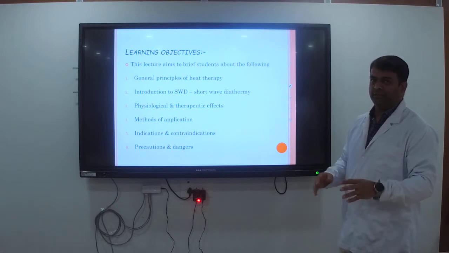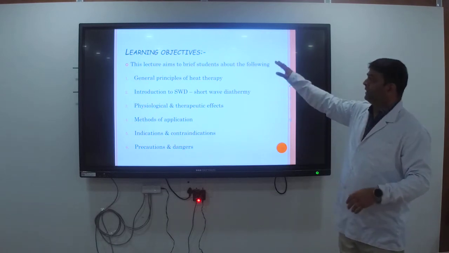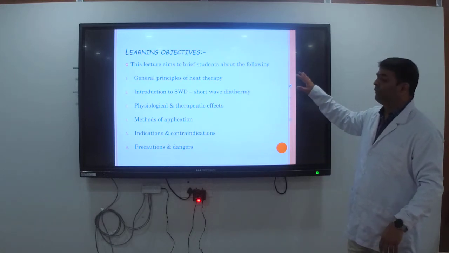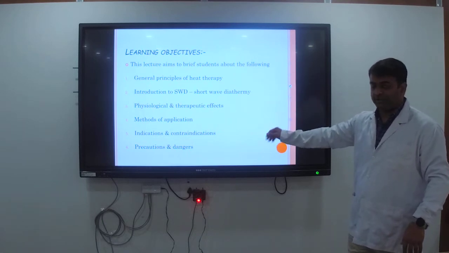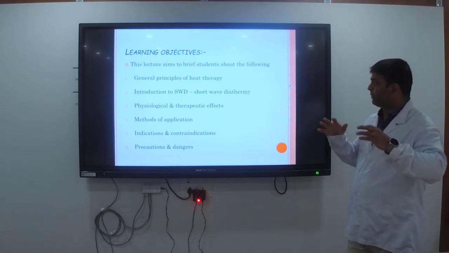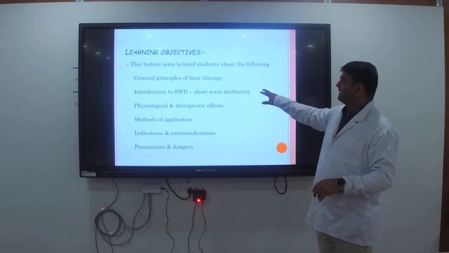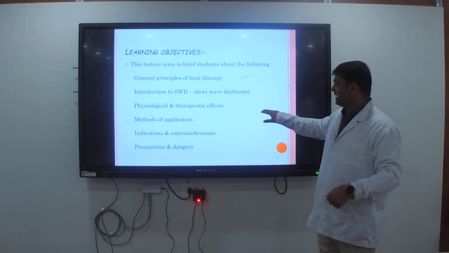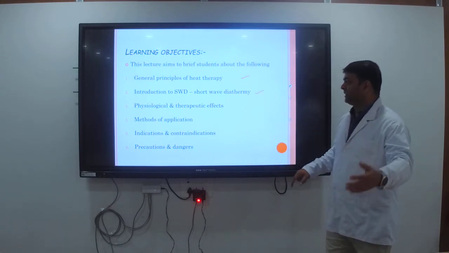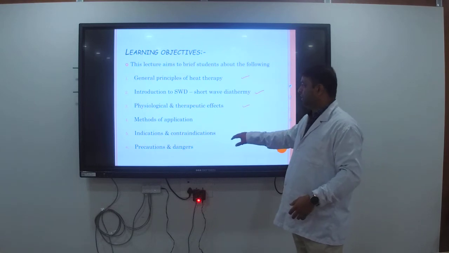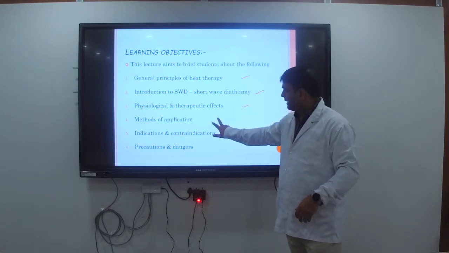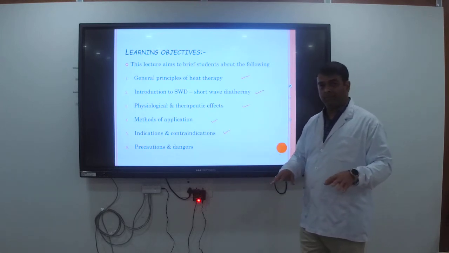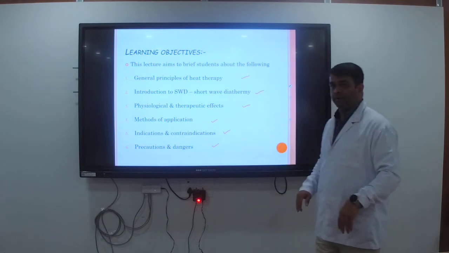For that, initially we are going to look at the learning objectives for the students. So the aim is to brief students about the following. There are 6 points. First one, we'll be looking at the general principle of heat therapy. Second one is introduction to SWD, that is shortwave diathermy, physiological and therapeutic effects of SWD, methods of application, indications and contraindications for the treatment, and the main important part is precautions and dangers during the treatment.